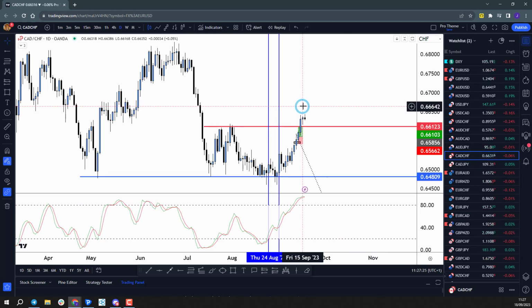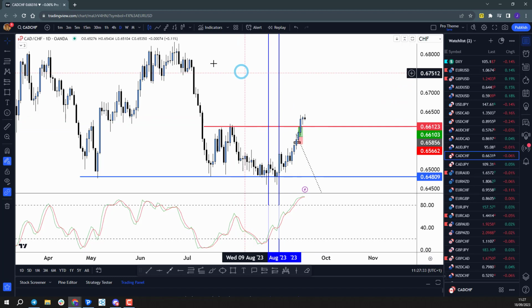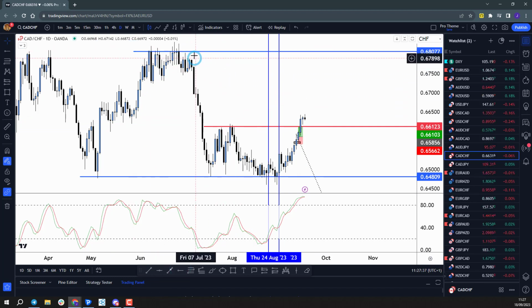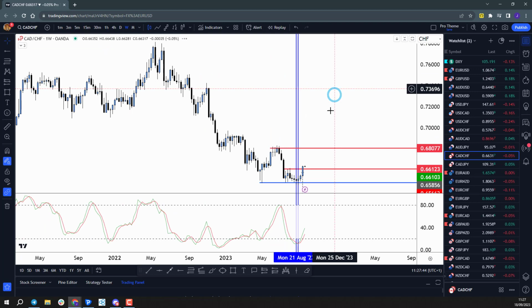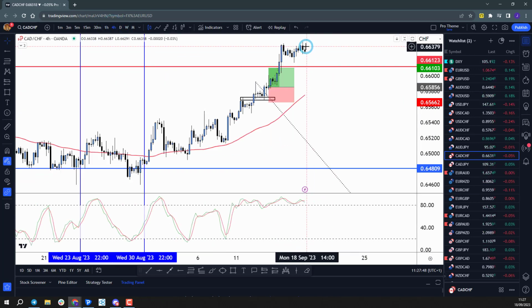Do I think it's worthy of a trade now? That would be my only question. We are above 0.66, which is something that we wanted to see if we want to get to the next level of resistance, which is 0.68. So we do have that condition met. If we look at it from a weekly perspective, we're bullish on the weekly. So I do technically like longs, CAD Swiss.